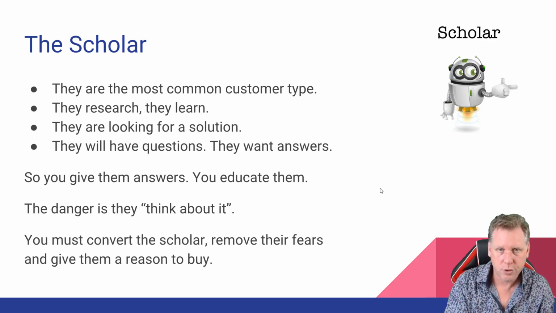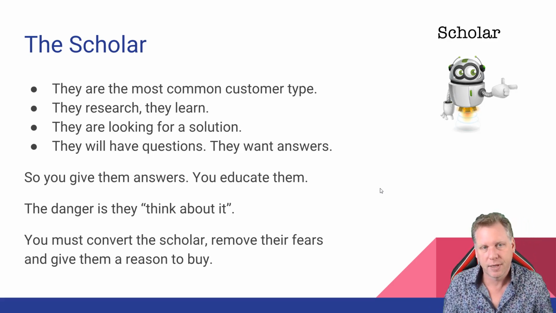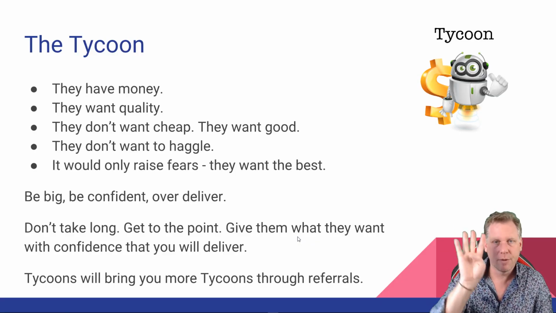So, work with the scholar, work with them, but quantify them as soon as you can, that they are the right person and they're not a waster or a dealer. Okay, remove their fears. Finally, the 4th type, the tycoon.